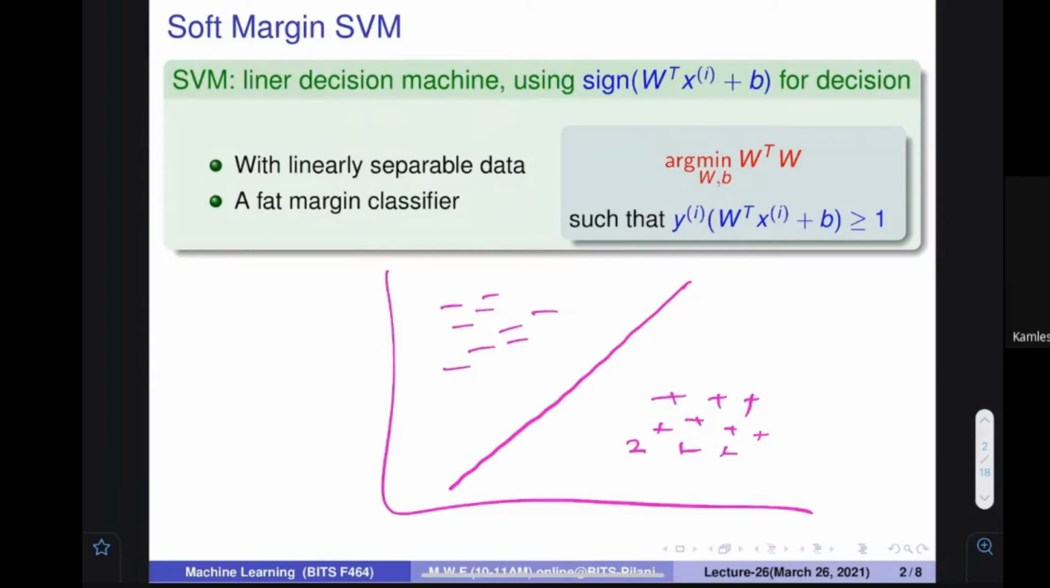Fine. The two things we have seen till now: what is SVM? If somebody asks you what SVM is, you can say that it is a linear decision machine using this particular formula and seeing the sign, which side the item is on, for the classification. It is a fat margin classifier, meaning out of all the available choices for your decision boundary, it selects that decision boundary which maximizes the margin. Make sense? Yes. Okay.